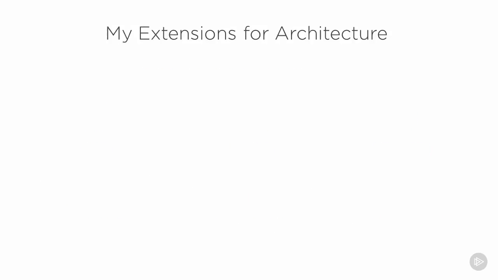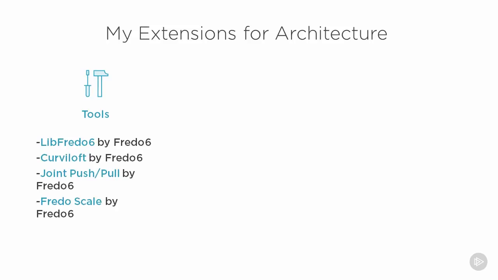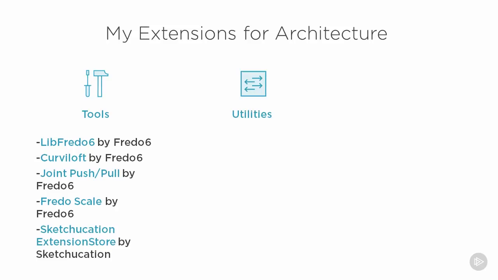So I'm going to provide you with a list of the extensions that I use when working on my architectural models, and these are also the extensions that we'll be using in this course. So in the tools category, we have the tools by Fredo: Curvyloft, Joint Push-Pull, and Fredo Scale. libfredo is a library plugin that's required to run the 3 other Fredo plugins. Then we have the Sketchucation Extension Store plugin, which is required to install some of these plugins. I'm going to discuss that in more detail slightly later.